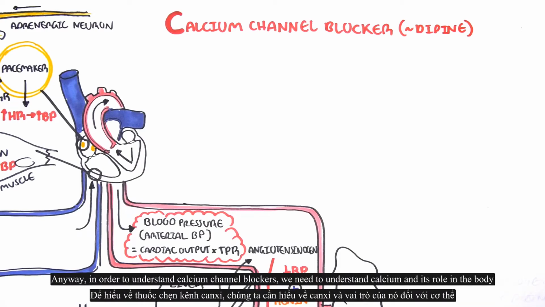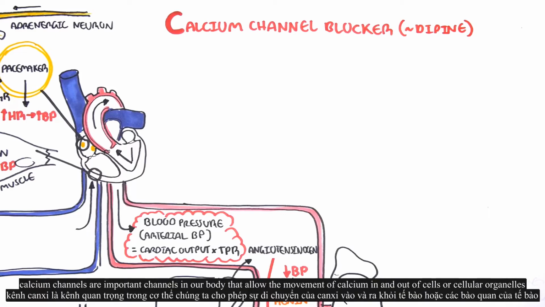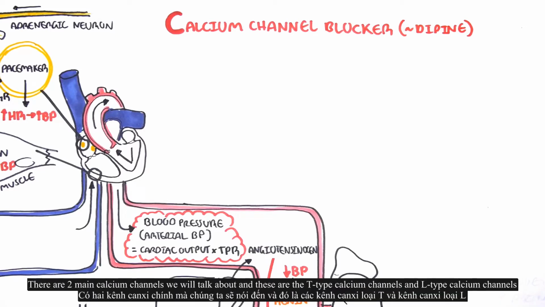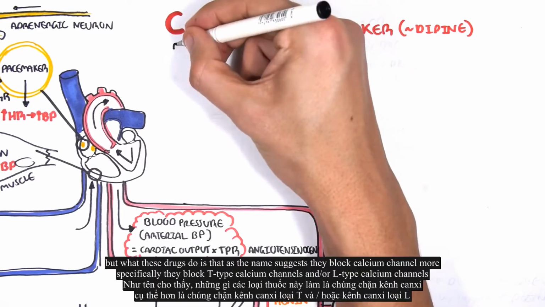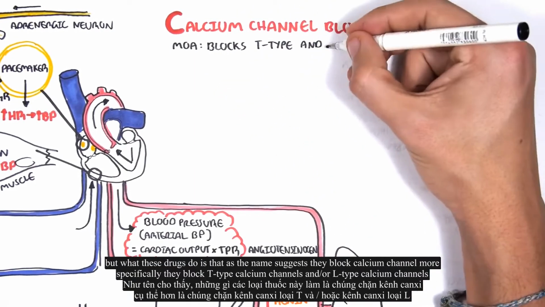Anyway, in order to understand calcium channel blockers, we need to understand calcium and its role in the body. When you think of calcium, think of muscle contraction. Think of excitability. Calcium channels are important channels in our body that allow the movement of calcium in and out of cells or cellular organelles. There are two main calcium channels we will talk about, the T-type calcium channels and the L-type calcium channels. What these drugs do, as the name suggests, is block calcium channels.